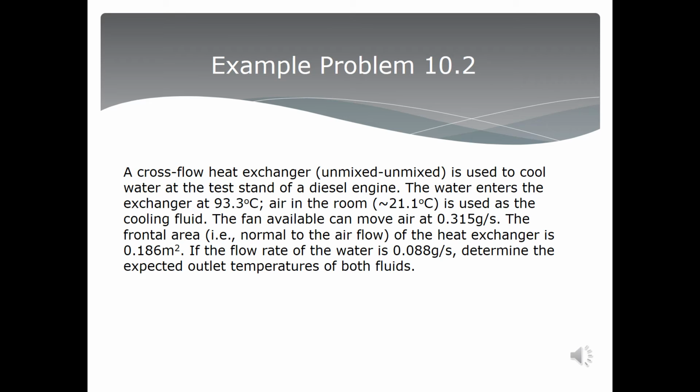Example problem 10.2 reads, a cross-flow heat exchanger is used to cool water at the test stand of a diesel engine. The water enters the exchanger at 93.3 degrees Celsius. Air in the room is used as a cooling fluid. The fan available can move air at 0.315 grams per second. The frontal area of the heat exchanger is 0.186 meters squared. If the flow rate of the water is 0.088 grams per second, determine the expected outlet temperatures of both fluids.